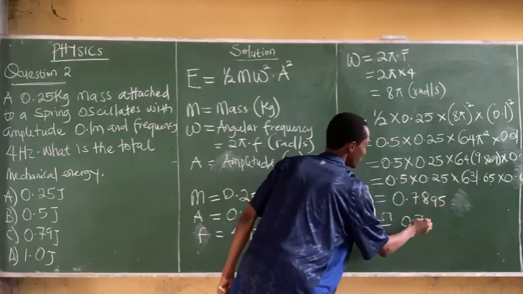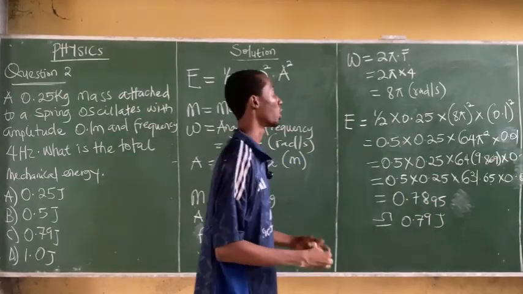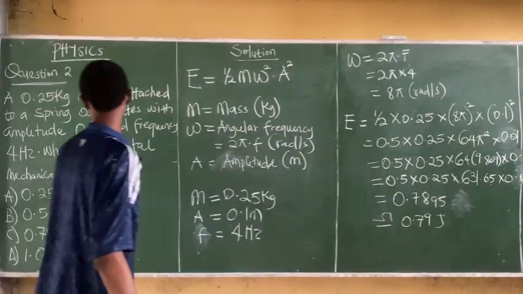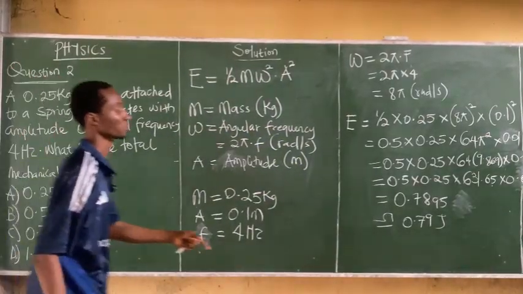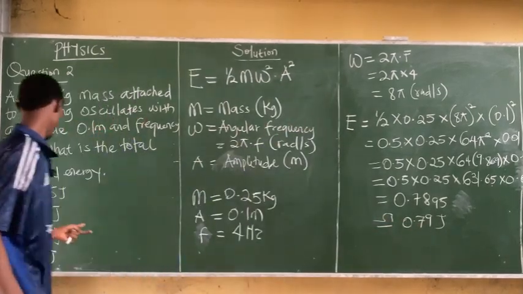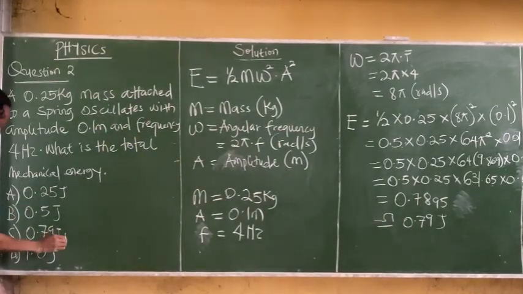0.79. If you approximate, this becomes 0.79. Don't forget the unit for energy is what? Joules. Therefore, the total mechanical energy is given as what? 0.79 joules. Therefore, our correct answer is option C.